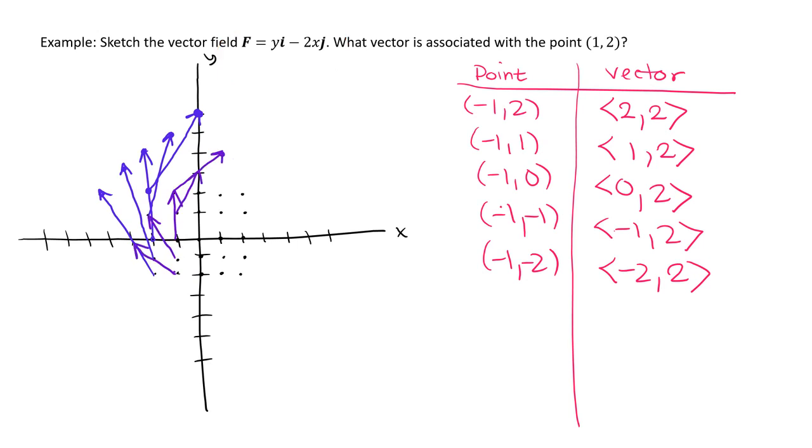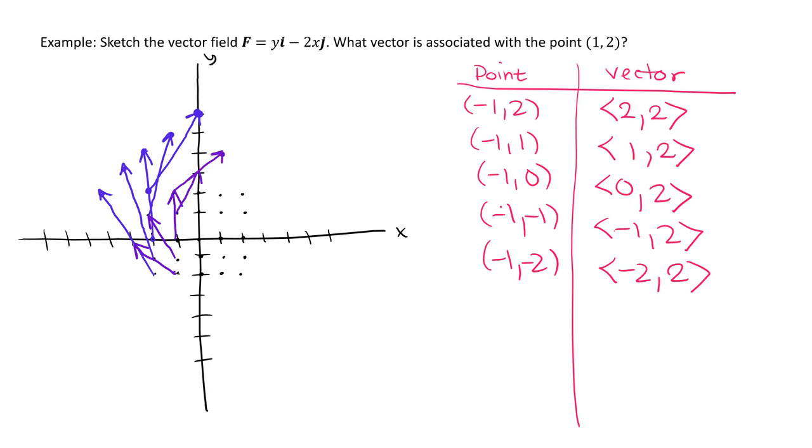And then I'm going to go ahead and plot each of those vectors. So for example, I know this is getting a little bit messy. I tried to modify the color slightly, but for example, at the point negative 1, 2, let me just show you what I did. I plotted the vector 2, 2, so I went over 2, up 2. And then at the point negative 1, 1, I plotted the vector over 1, up 2, and then I plotted this entire list of vectors.